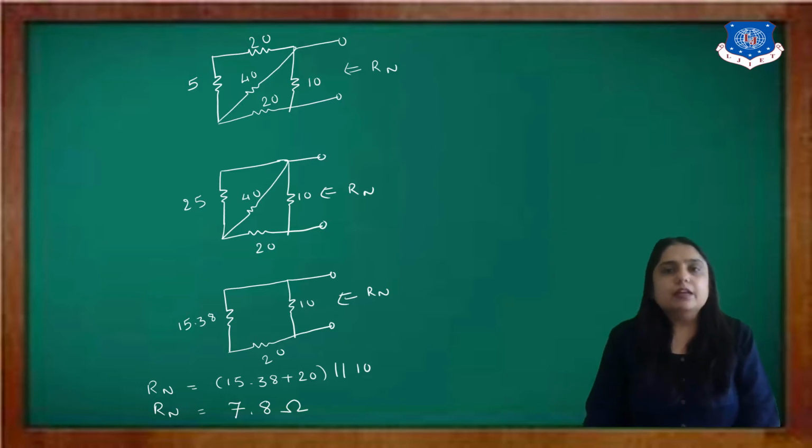Now the value of RN will become 15.38 plus 20, because those two resistors are connected in series. And whatever the answer is, that is connected in parallel with the 10 ohm resistance. That's why RN equals 15.38 plus 20 parallel 10. So when we solve that, we will get the value of RN equals 7.8 ohm.